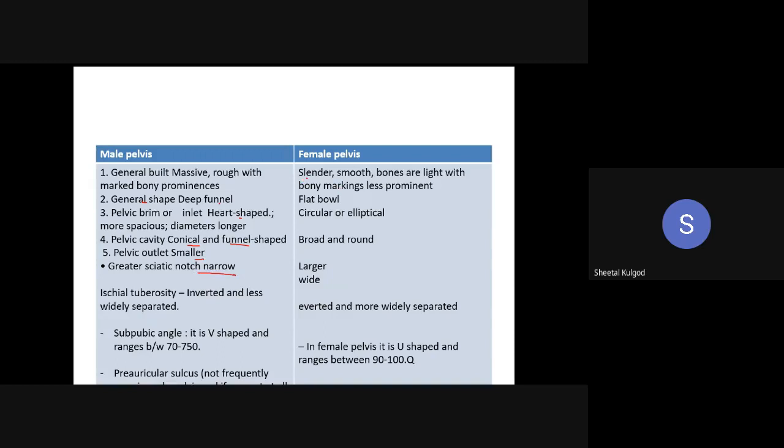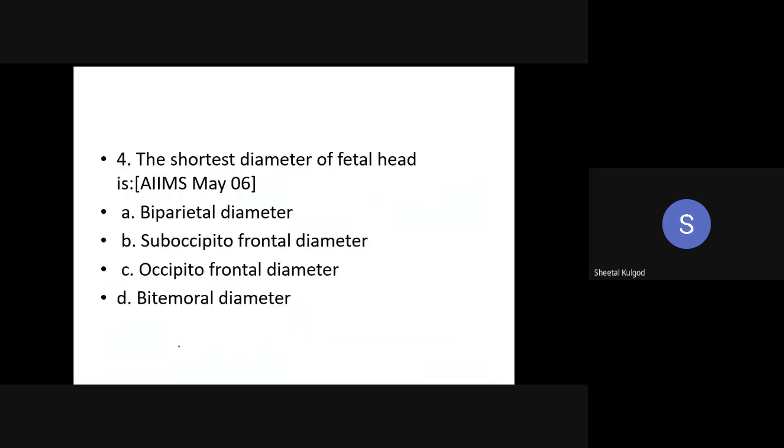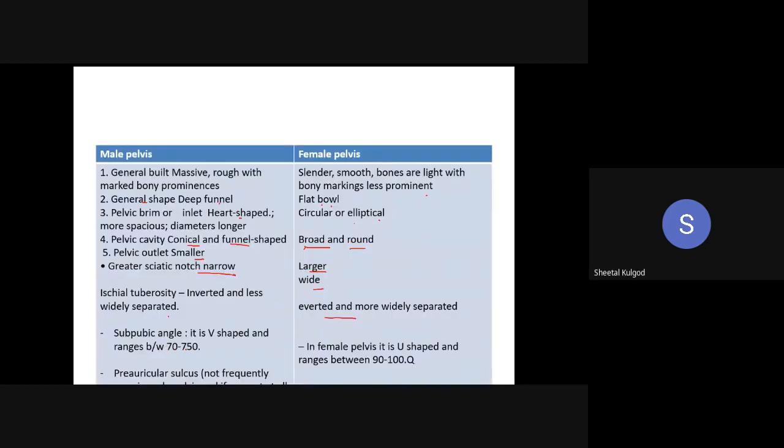Whereas in the female pelvis, it is slender, smooth, light. Then bony markings are less prominent. It is flat, like a flat bowl, with a circular or elliptical pelvic brim. The cavity is broad and round. The greater sciatic notch is larger and wide. Ischial tuberosities are inverted and less widely separated, whereas they are more everted here. And the subpubic angle, as we saw, it is acute, about 70 to 75, in the male. It is wider, about 90 to 100, in the female. Then the preauricular sulcus, as we studied in the last slide. So these are the salient features of male and female pelvis.